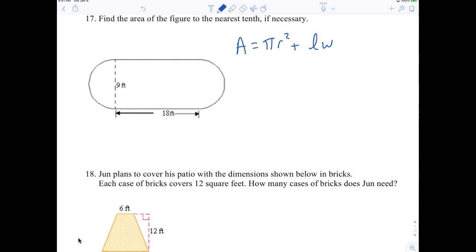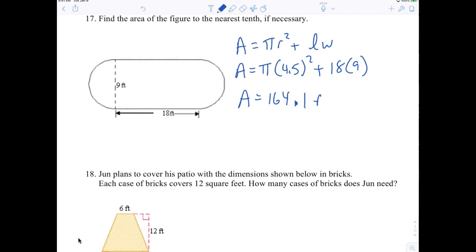So again, area equals pi times 4.5 squared. What's the length and width of the rectangle? 18 and 9. Very good, guys. Feel good about this. 18 times 9. Type that in the calculator, please, and I have here 164.1 square feet. Try it again, Carly, make sure. Pi times 4.5 squared plus 18 times 9.